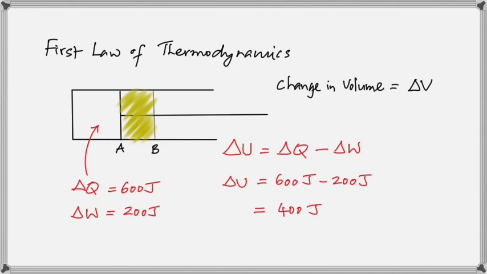Now, let's say that the amount of heat entering was 600 joules, but work done on the system is 200 joules. What would be the change in internal energy now? Now the change in internal energy would be 800 joules. 600 minus negative 200 joules. So if work done on the system is 200 joules, then you got to take it as negative 200. And then the change in internal energy is 800 joules.